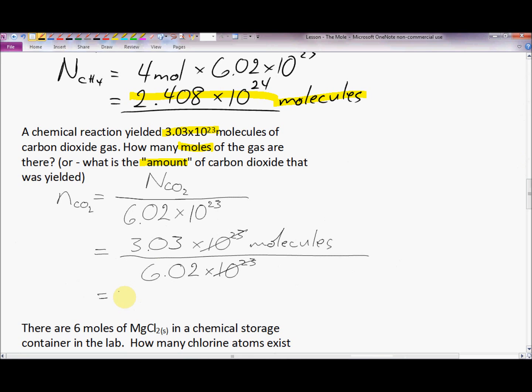And that works out to be 0.503 moles. So 3.03 times 10 to the 23 molecules of carbon dioxide is equivalent to 0.503 moles of carbon dioxide. That's the amount of carbon dioxide right there. Okay. A bit of a different example.